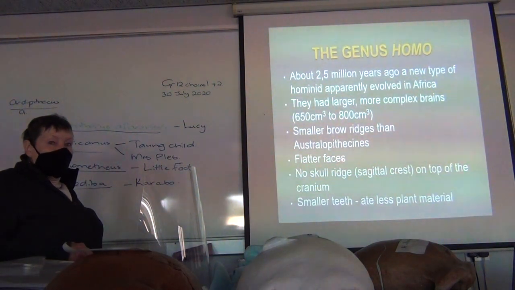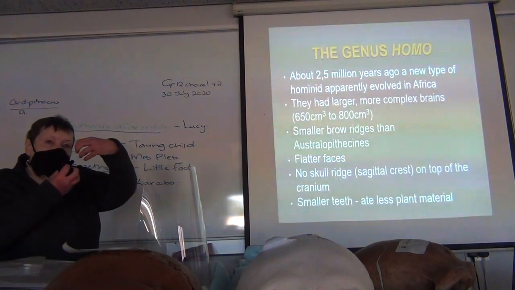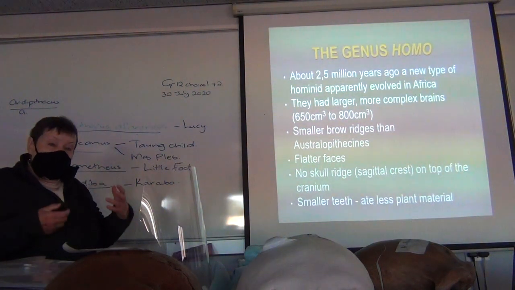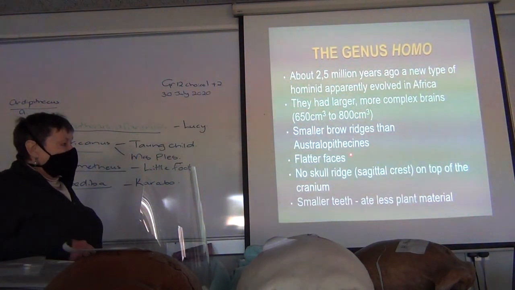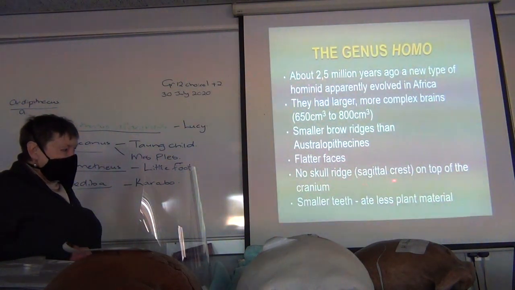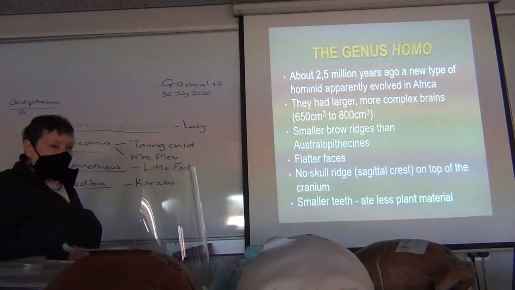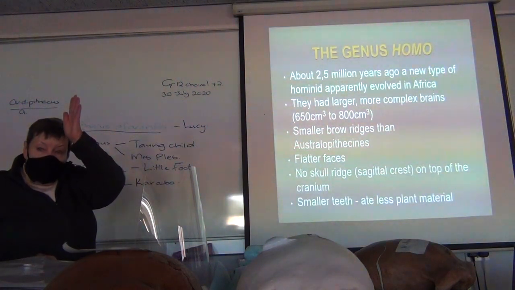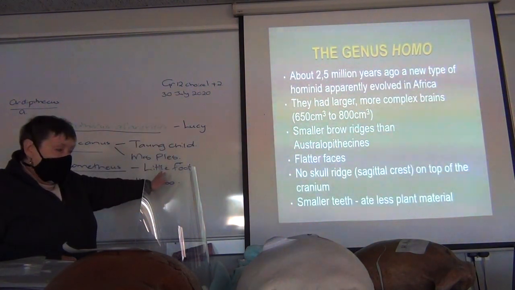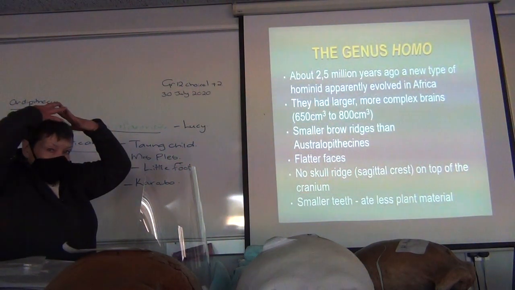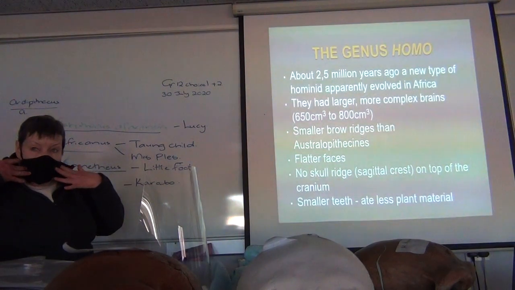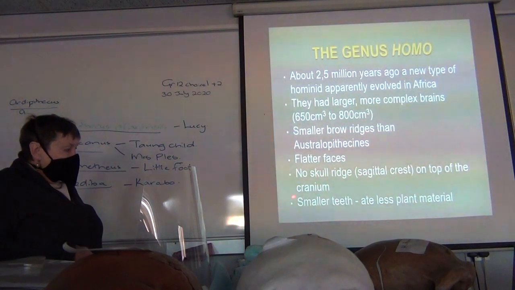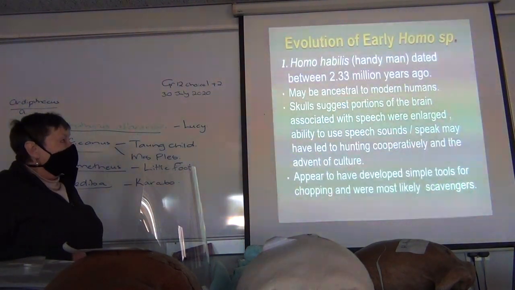They had flatter faces, and what does that tell you? That the whole protruding jaw thing is not as big as it has been up until now, and therefore the food that they ate was less tough. No sagittal crest. Remember I spoke yesterday about a sagittal crest being almost like a mohawk of bone across the top, that certain of the individuals in lower categories had, and that was for the attachment of the big jaw muscles because the food was tough. So smaller teeth tells you they ate less plant material.